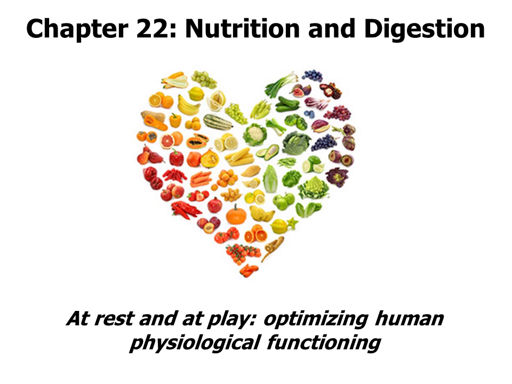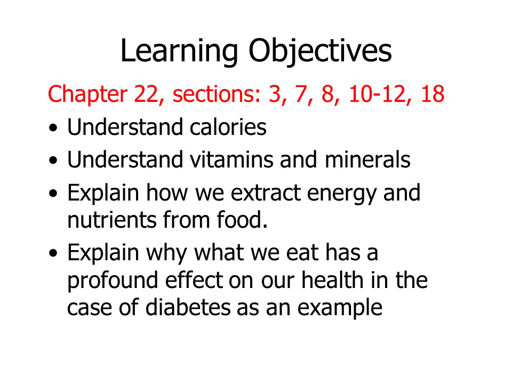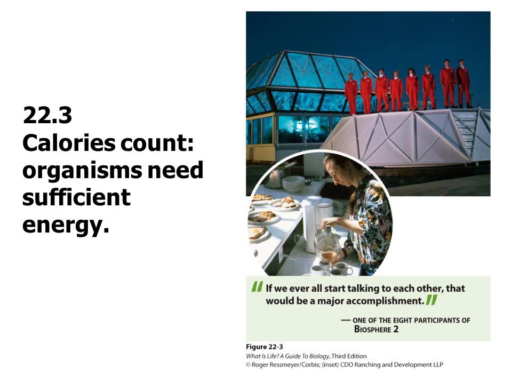Alright, the last chapter is chapter 22. Should go over sections 3, 7, 8, 10 through 12, and 18. Talk about calories, vitamins, and minerals, how we extract energy and nutrients from food, and why what we eat has profound effects on our health by looking at the example of diabetes.